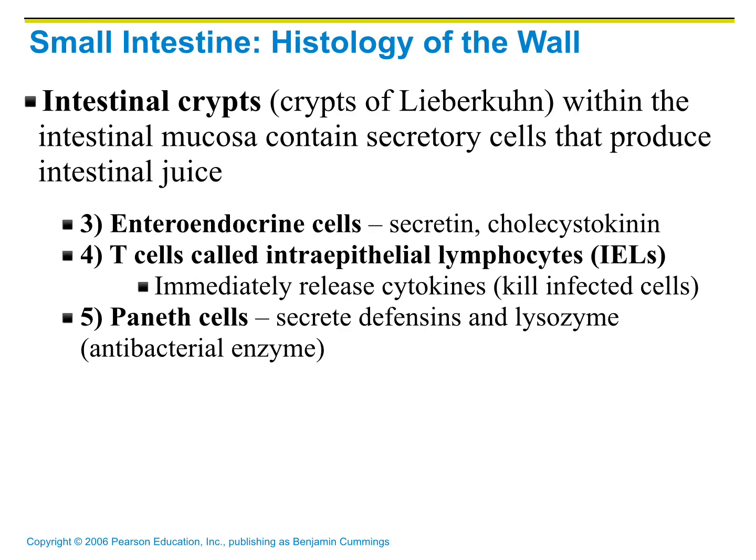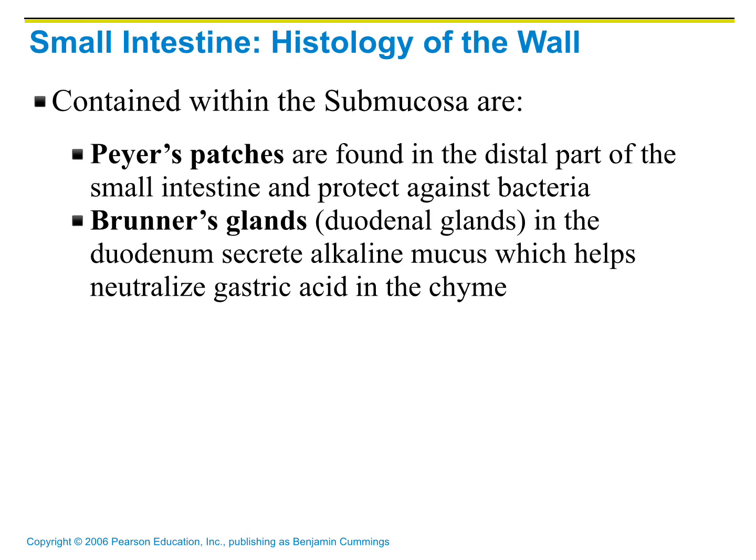There'll also be some T cells, which you know what those do from the immune system chapter, as well as these other cells called Paneth cells that secrete defensins and lysosomes, which are antibacterial. Another specialization you'll see in the small intestines, we have these Peyer's patches, and we saw those in the lymphatic system chapter. We also have these in the duodenum portion of the small intestine.